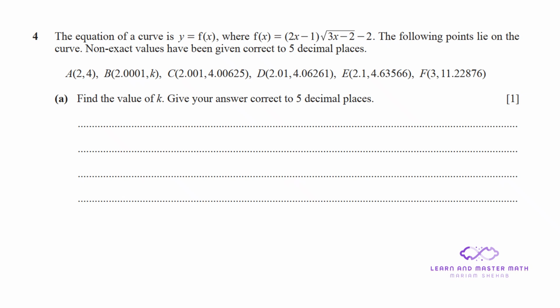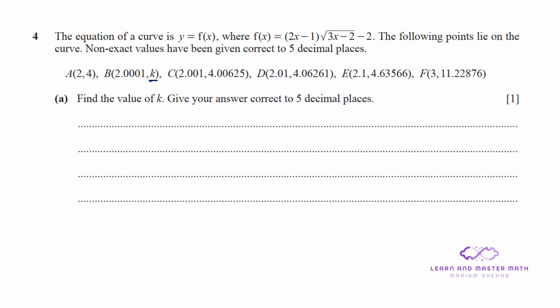In this question, we are given y equals f(x). The function here is (2x minus 1) times the radical of (3x minus 2), minus 2, and some points with non-exact values have been given, correct to 5 decimal places, belonging to this curve. Find the value of k, giving your answer correct to 5 decimal places. So k here is the y of B.